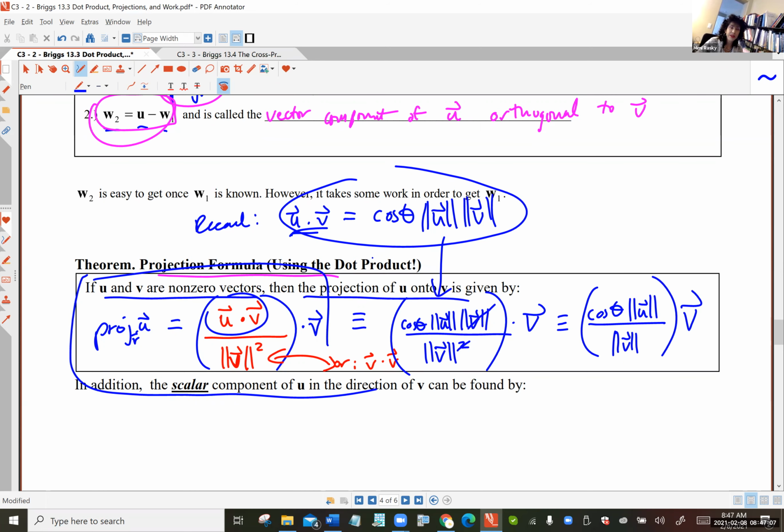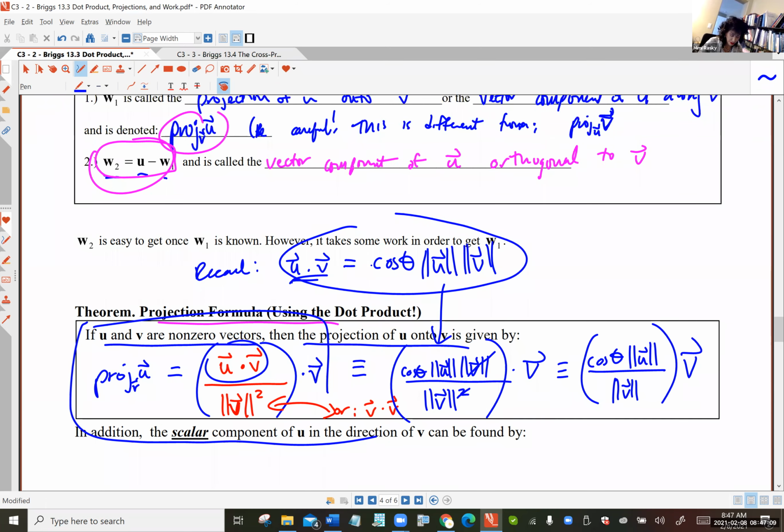Now, there's another thing that will be asked of you, a scalar component of U in the direction of V. Well, what is that? So the picture is, here's V, here's U again. If V were a unit vector, what would be, and so your projection is a scalar times a vector.